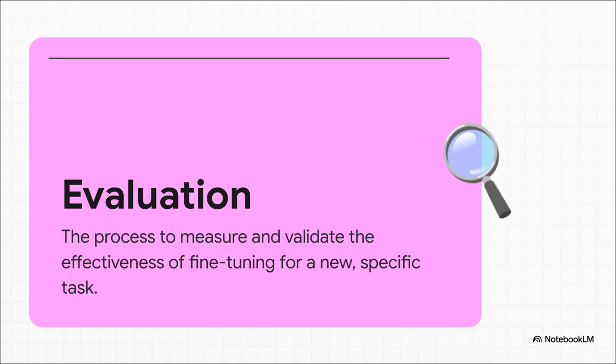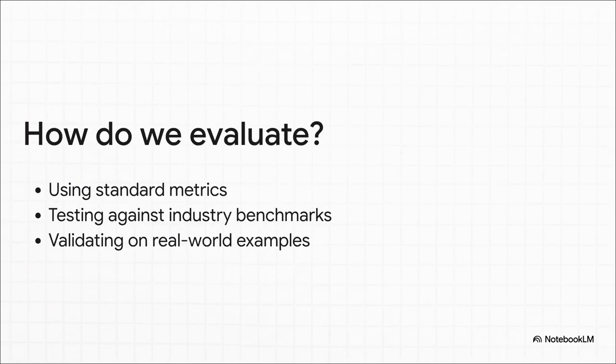It's how we measure whether all our hard work actually paid off. We need to know for sure that our fine-tuned model not only learned its new skill, but that it's actually great at it. This is how we confirm we've built a quality product. So how's it done? Well, it's a few different things. We use standard metrics, we test our model against industry benchmarks to see how it stacks up against the competition, and, this is the most important part, we check its performance on the kinds of real-world examples it's actually going to see out in the wild.